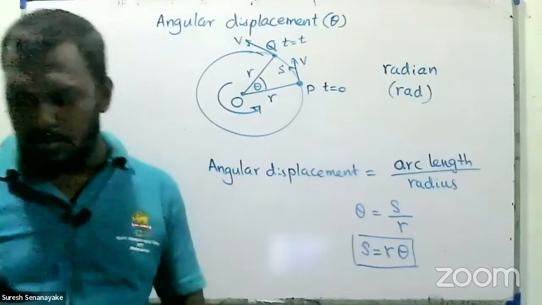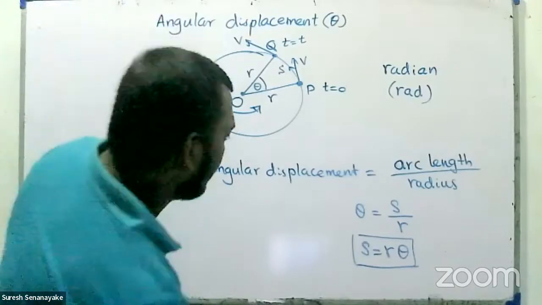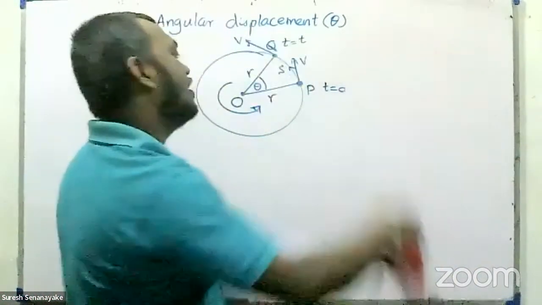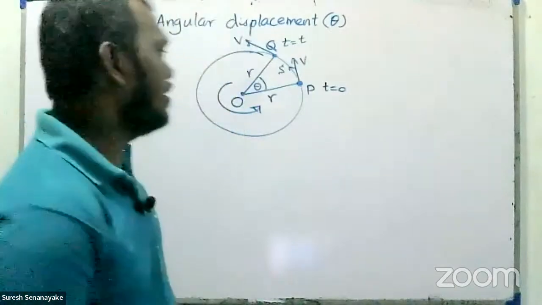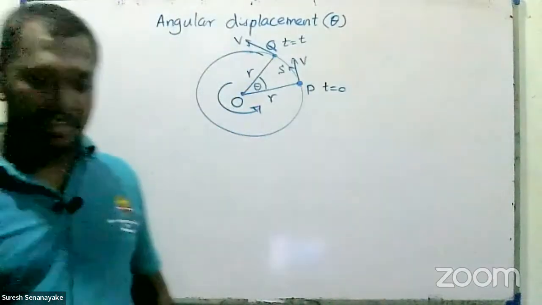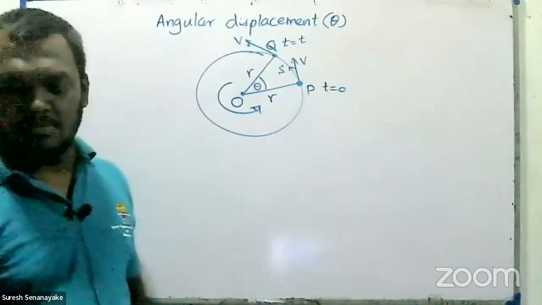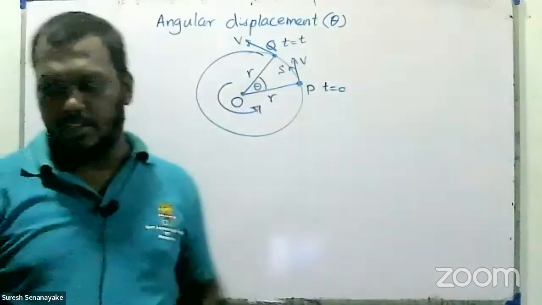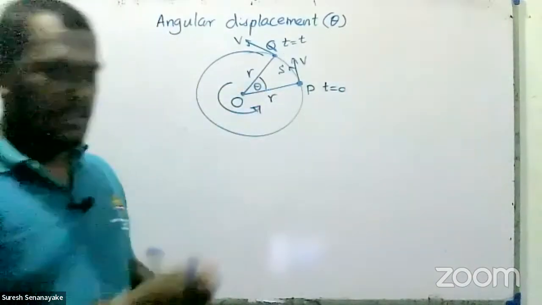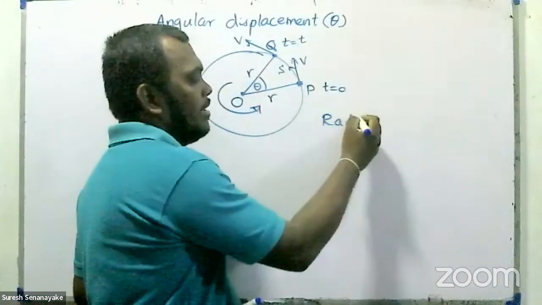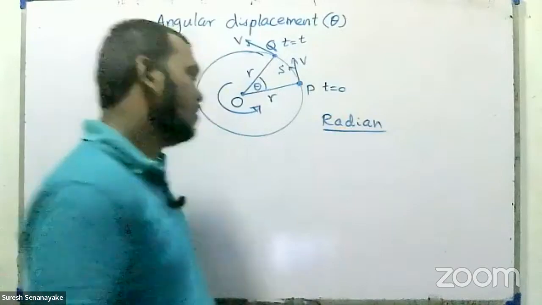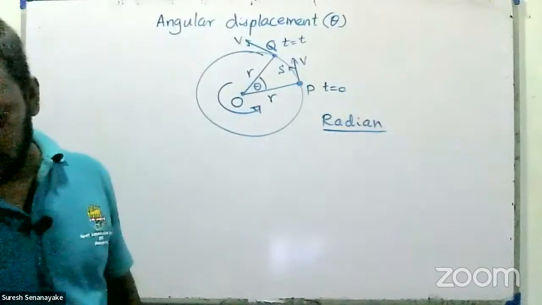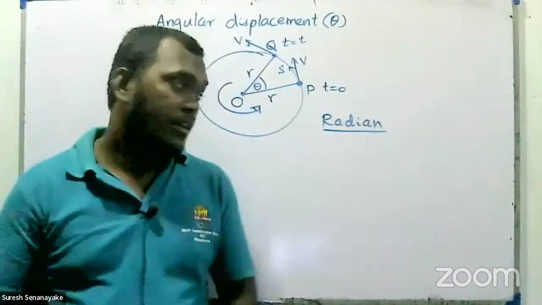Right, it's the radian. Then you need to know what a radian is. What is the radian measure? One radian is defined as the angle subtended at the center of a circle by an arc whose length equals the radius. So write the definition of the radian.